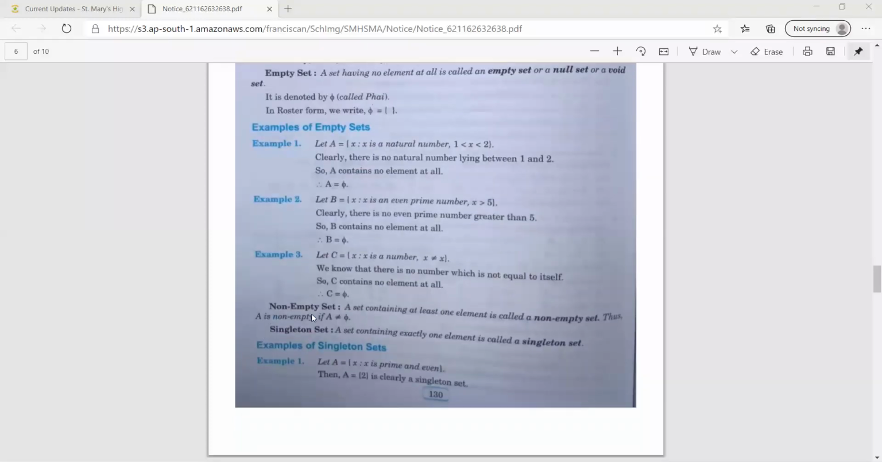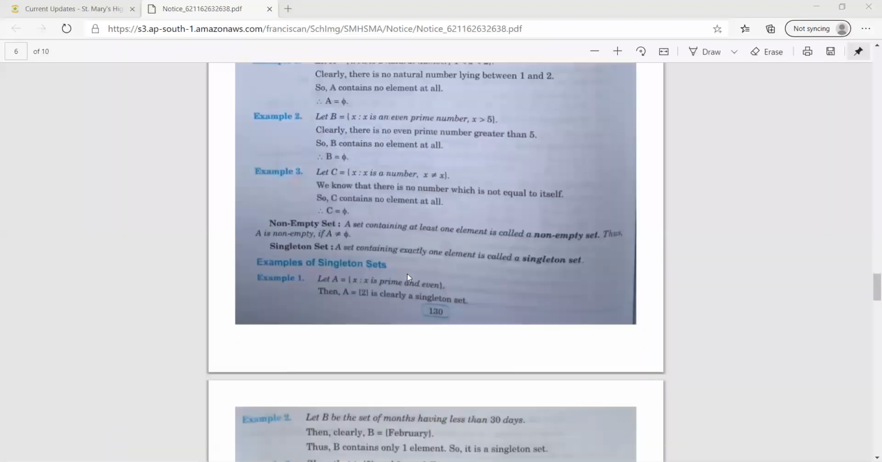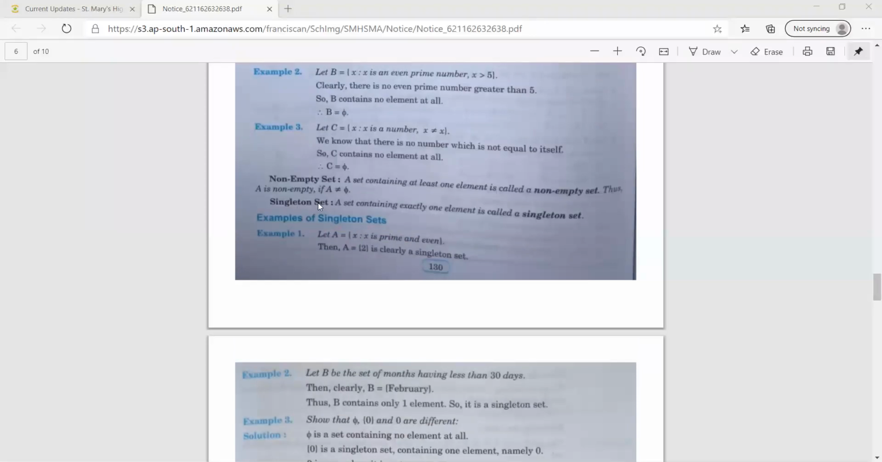Next, non-empty set. A set containing at least one element is called a non-empty set. So there should be at least one element in this set, then it will be called a non-empty set. Thus, A is non-empty if A is not equal to phi. Not equal to phi means it is not an empty set, then it is a non-empty set. Opposite of empty set is non-empty. Then we have the singleton set.